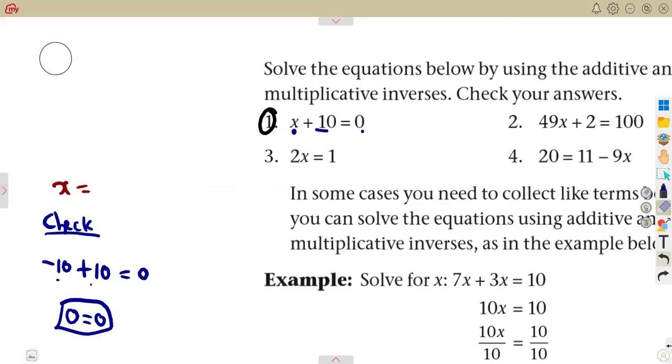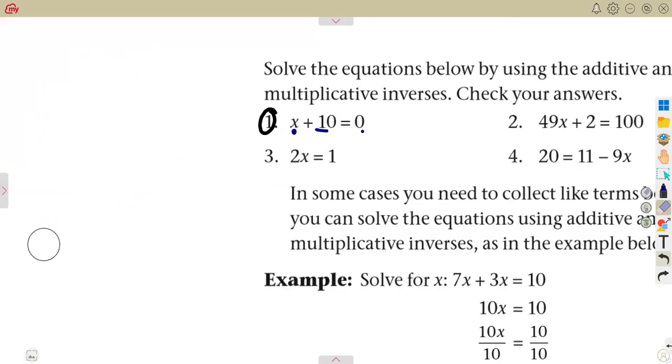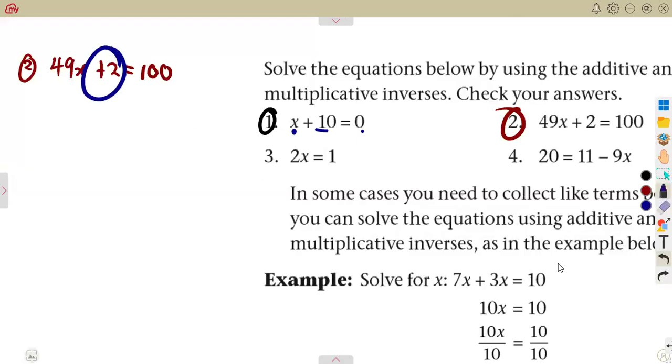So you can solve, guys, as many questions as you can. So I want us to solve these typical questions. You can even try number 2. You are given 49x plus 2 is equal to 100. All right. So start with the additive. There's a plus 2 there. So how do you remove the plus 2? As you can see, guys, we simply need to subtract a 2 because it's adding.